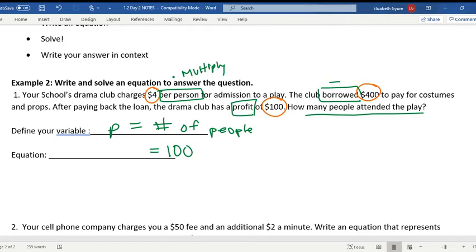Asia told us that per means multiply, right? So up at the top here, you can see $4 per person. That means 4 times the number of people. And didn't we say the number of people is going to be P? So you can write that first part as 4P, or you could put a times sign if you want. And then we borrowed some money. So whatever money we made from tickets, we had to pay back $400, right? So we need to then subtract 400. Good. And that is our equation.